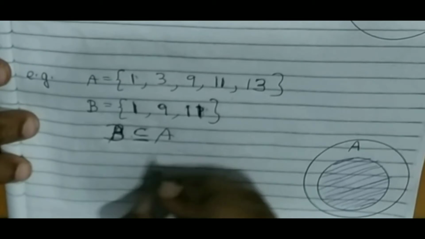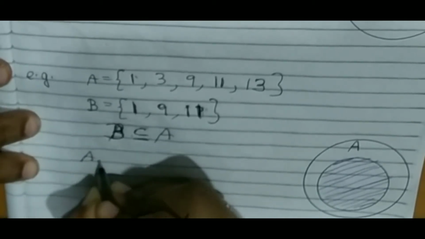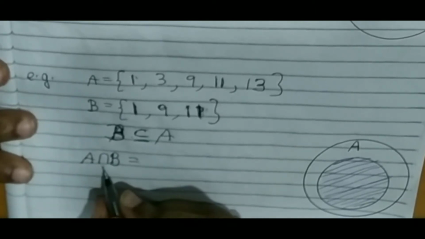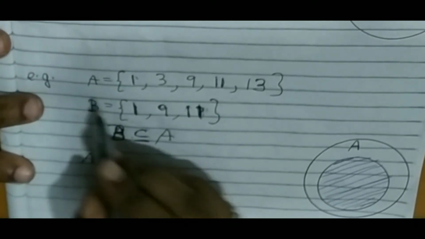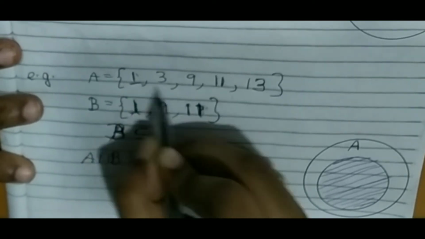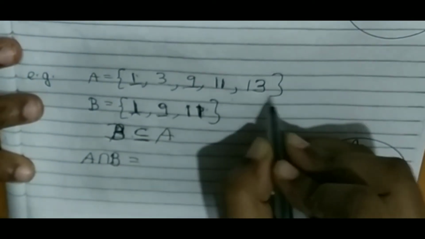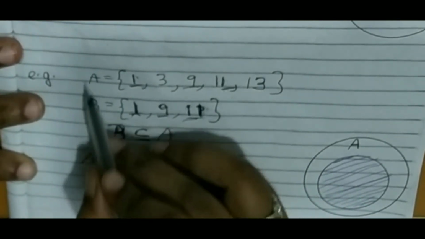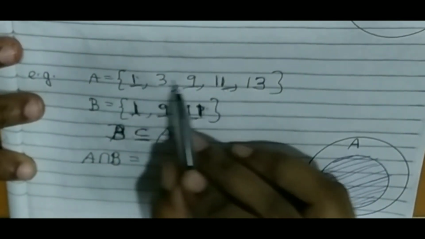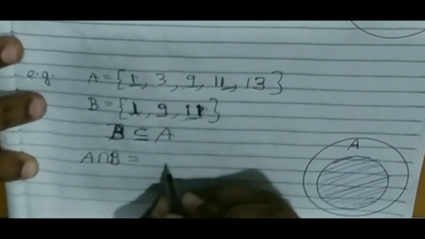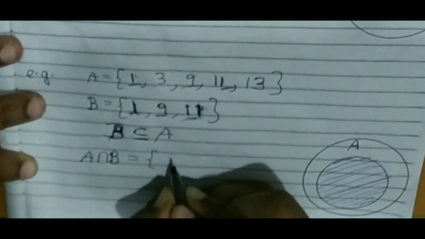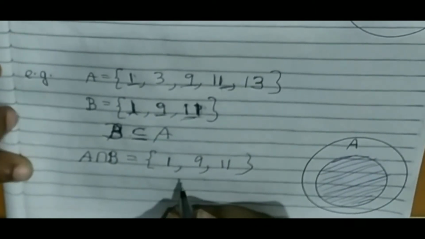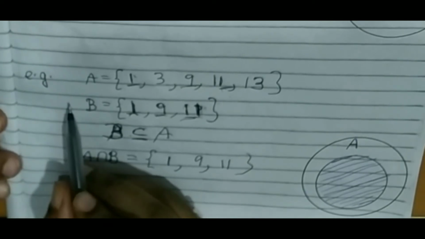Now what is A intersection B? What is common in A and B? 1, 9 and 11. 1, 9, 11 are present in both A and B. So what is A intersection B? It is {1, 9, 11}. Now see these two sets.